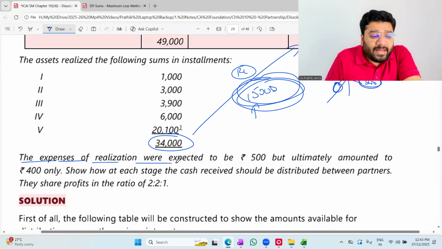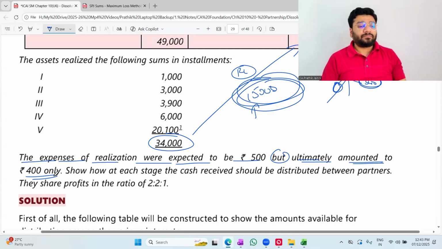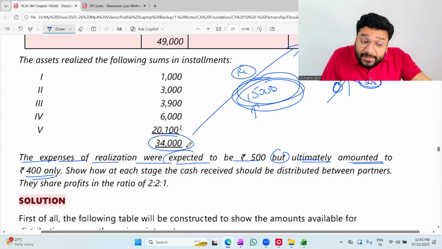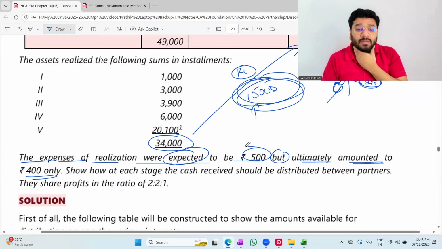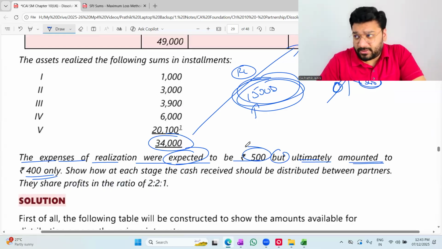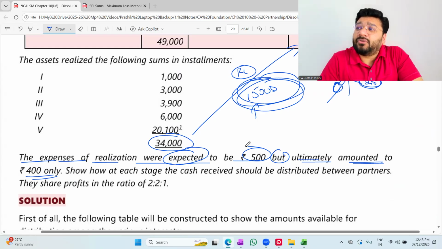The expenses of realization were expected to be 500, but ultimately amounted to 400 only. Can somebody explain the first line here? The expenses on realization were expected to be 500, but ultimately amounted to 400. What do I do with this? Will this have any impact on the calculation? Yes, sir. What impact? Which one will you minus? 500 or 400? I asked, 500 or 400? 400 will be minused. Now listen to me very carefully.